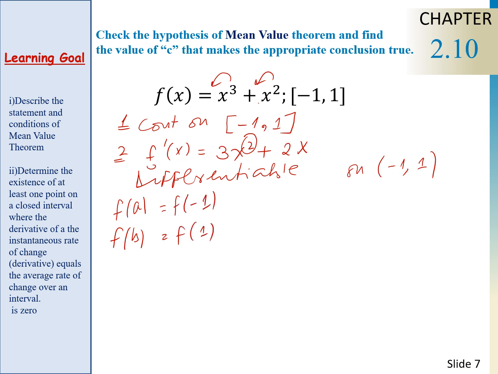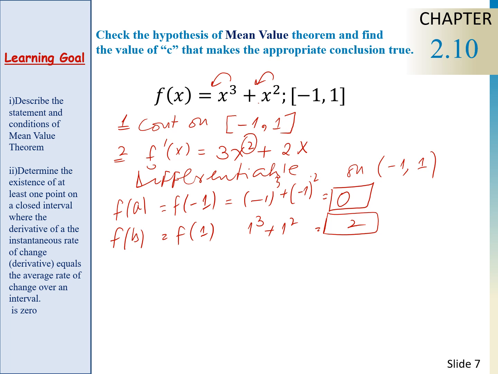B is 1. Replace it in the question. So (-1) whole cube plus (-1) square. So (-1) whole cube gives us -1, plus (-1) square gives us +1, and -1 plus 1 gives us 0. You can use the calculator easily to make sure that your calculation is correct. Now f of 1, so write here 1 cube plus 1 square, and you will get 1 plus 1, 2.